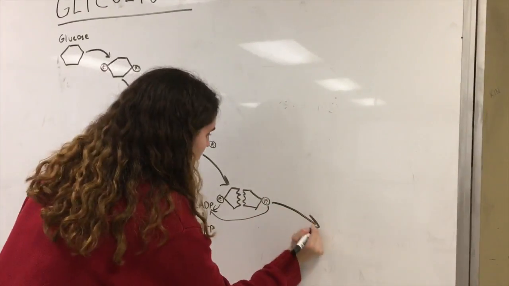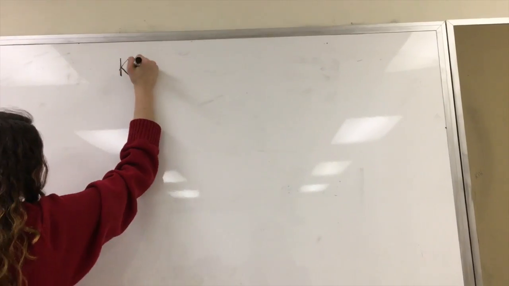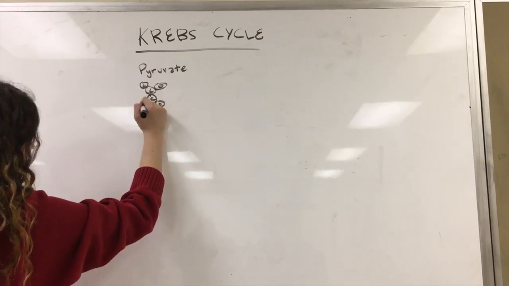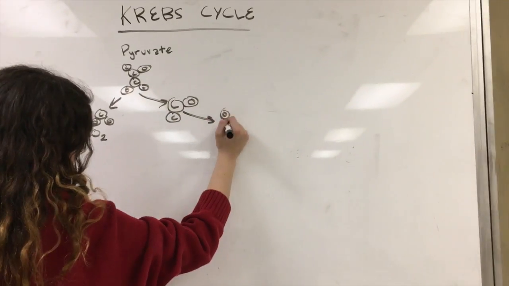Pyruvate oxidation comes next in the matrix. Unlike the other, this one requires oxygen, and pyruvate is converted to a 2-carbon molecule known as acetyl-CoA. CO2 is released and NADH generated, then it moves on to the Krebs cycle.